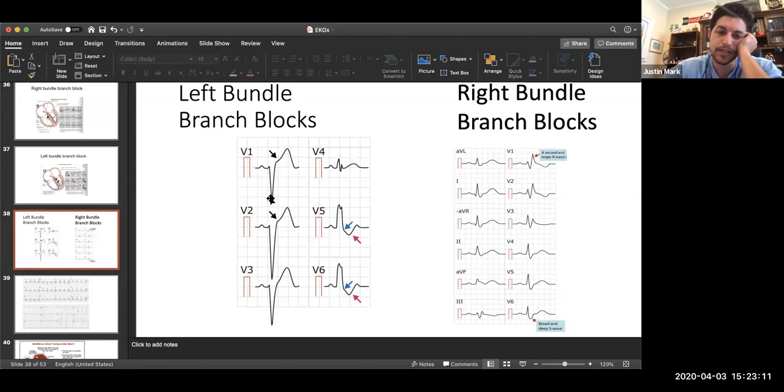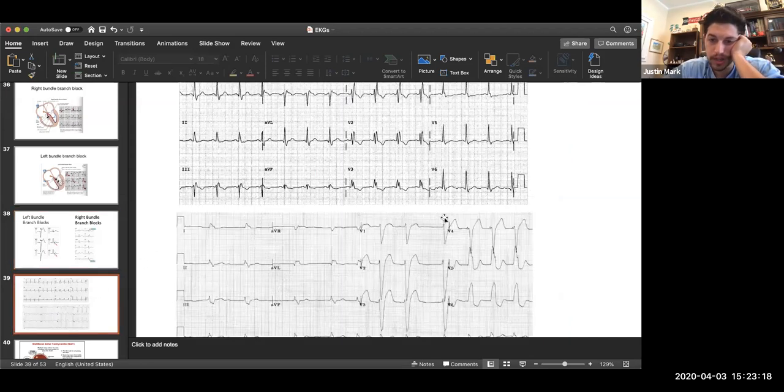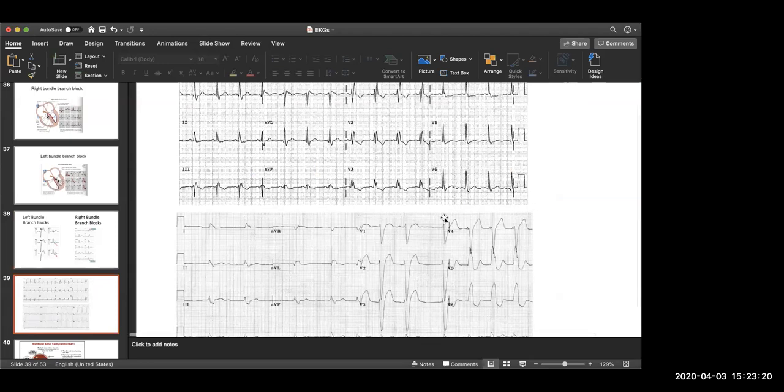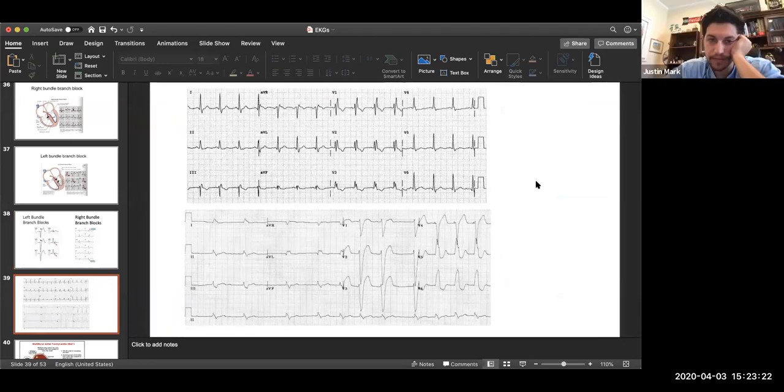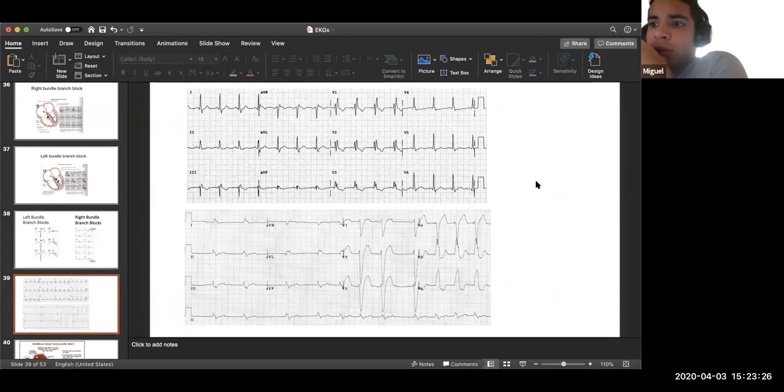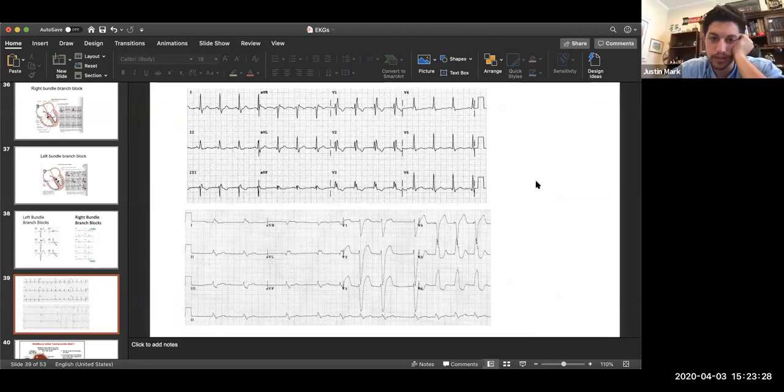Again, these things are going to look different. There's a lot of variation, and that's part of the problem. But the more that you look at, the more you'll be able to recognize. So on that note, what do we have in the first one? Right bundle branch block. Okay, so what's the mean electrical axis?